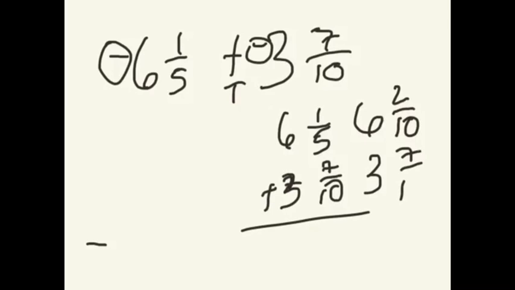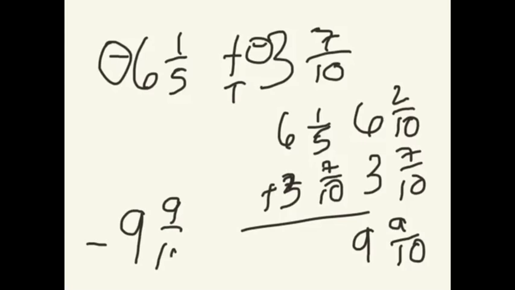And when I find my common denominator, now I add my fractions. 2 and 7 is 9, and 9/10, and then 6 and 3 is 9. So I know since both of my original numbers were negative, my answer is going to be negative.